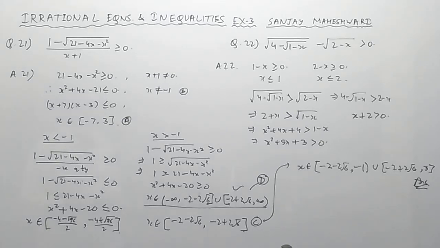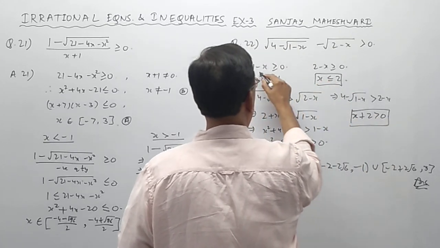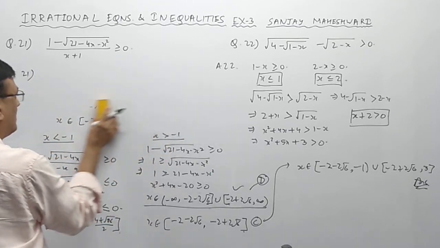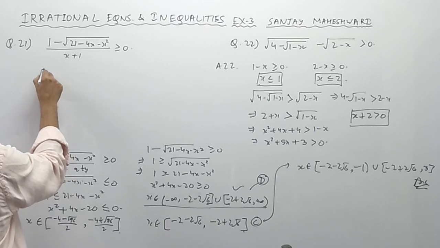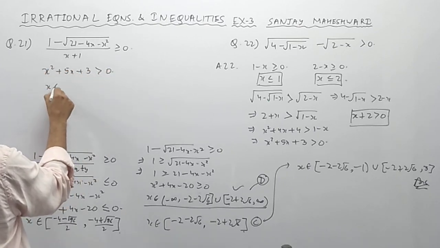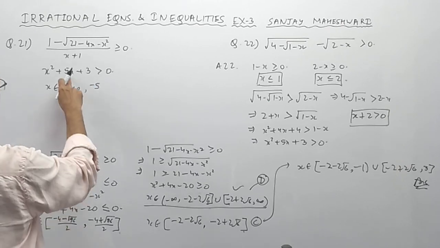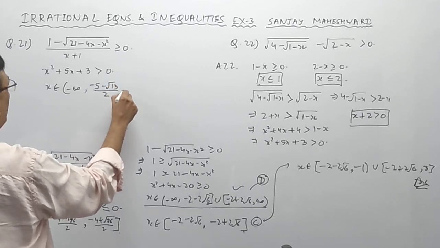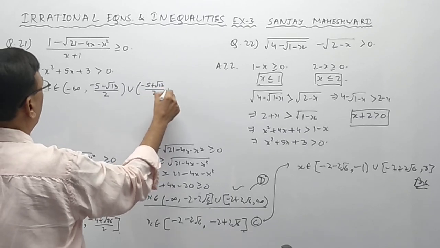So what are the conditions that we need to keep in mind? Number 1, this, 2 and 3. Now if x square plus 5x plus 3 should be greater than 0, then x belongs to minus infinity to minus 5 minus root 13, divided by 2, union minus 5 plus root 13, divided by 2, to infinity.